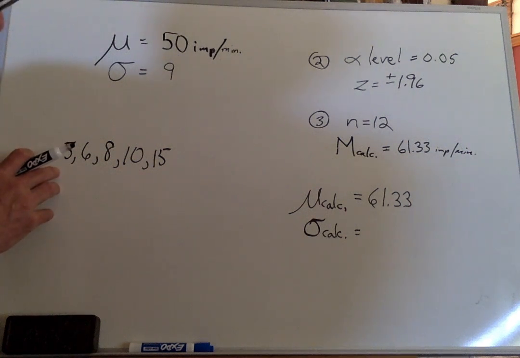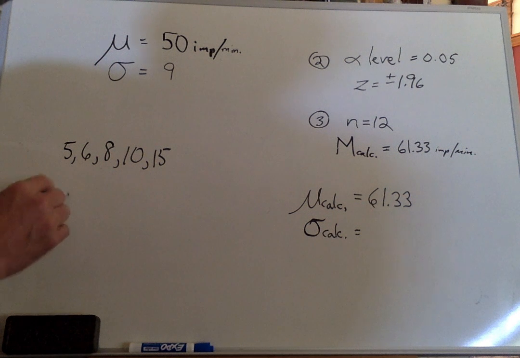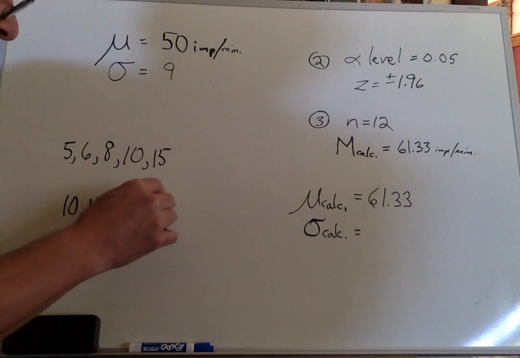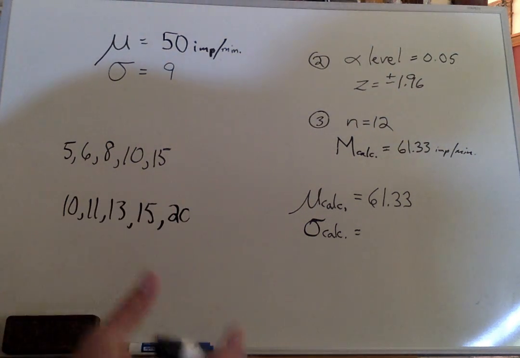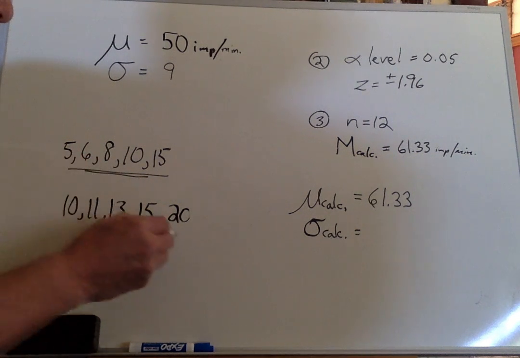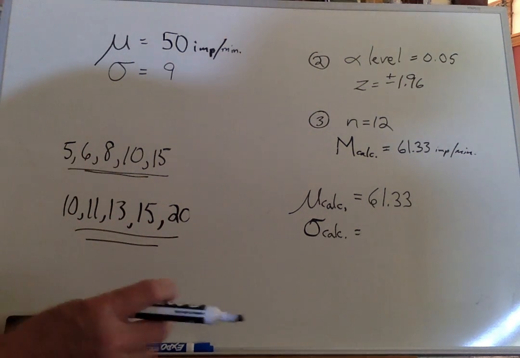If I add 5 points to each of these, so we have 10, 11, 13, 15, and 20, and you can try this if you want, the standard deviation for this group and the standard deviation for this group will be exactly the same.